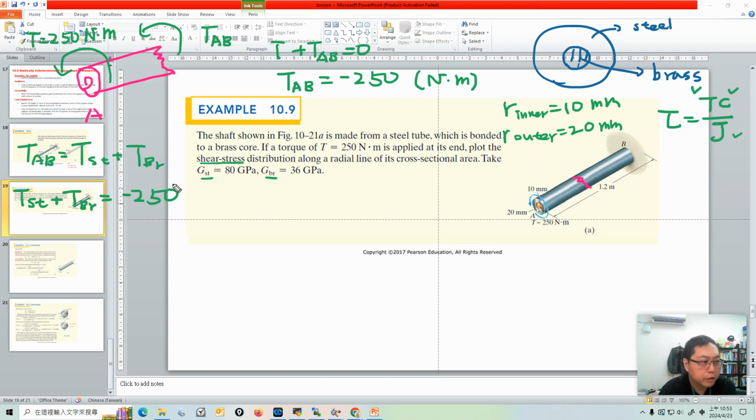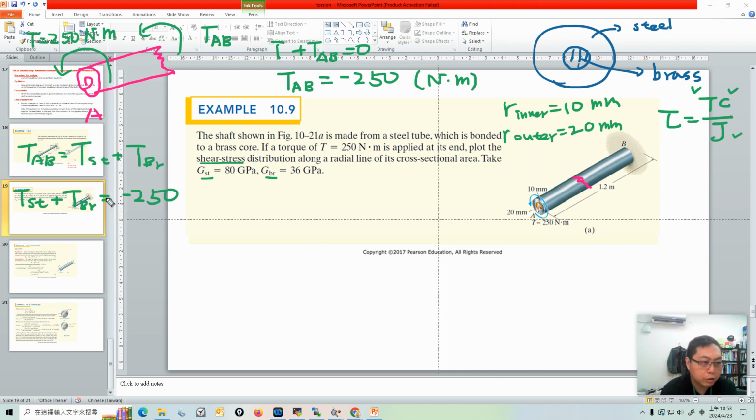But right now, we only have this equation, T_ST plus T_BR equals minus 250. That's what we get if we use the rigid body equilibrium balance. But we only have one equation and two unknowns. So right now we cannot solve for T, so we need to find another equation.